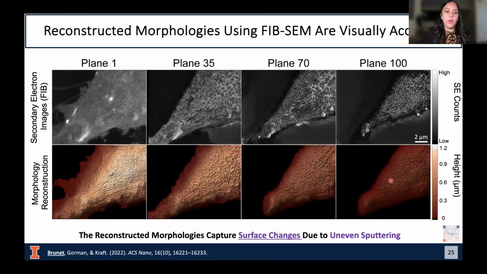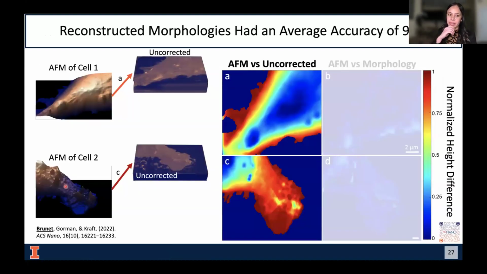First, we reconstructed our morphologies, and then we compared to see if the surface texture was captured. You can see that the cells are a little bit spongy with deeper image planes, and we can see that spongy appearance in our morphology reconstructions. Also, the shape of the cell, again, is captured well. So that's perfect.